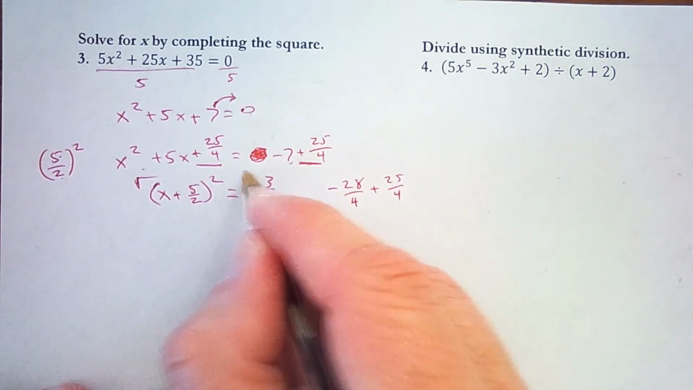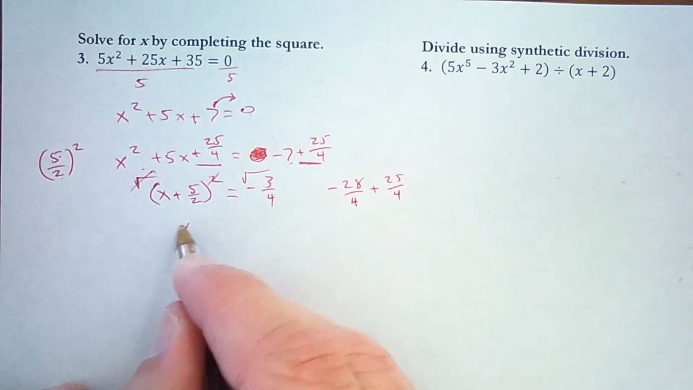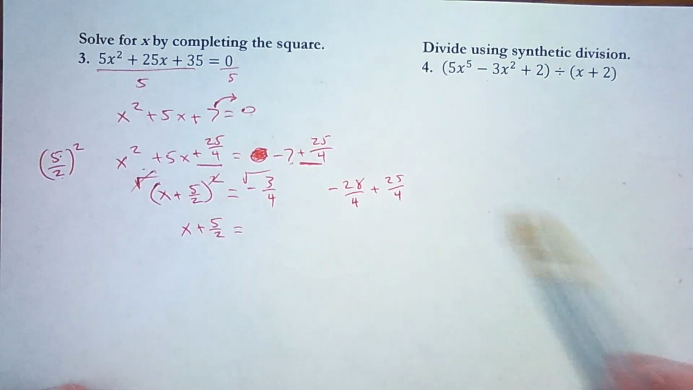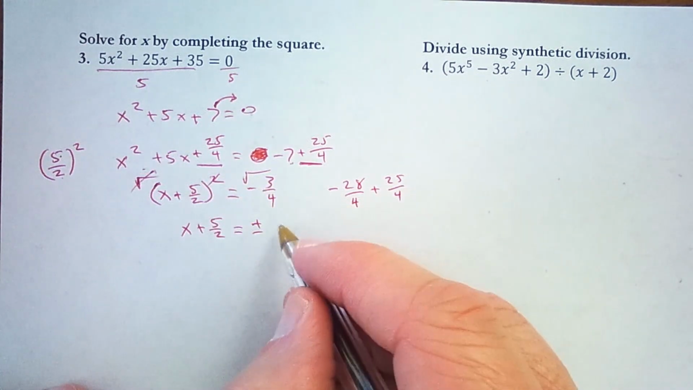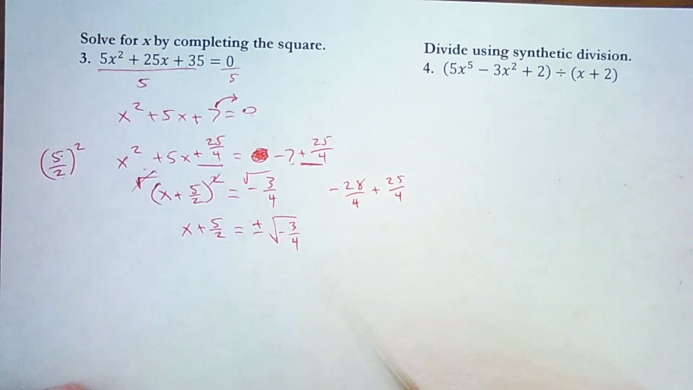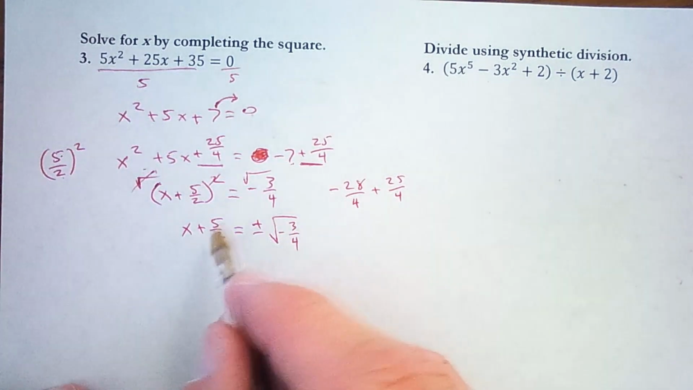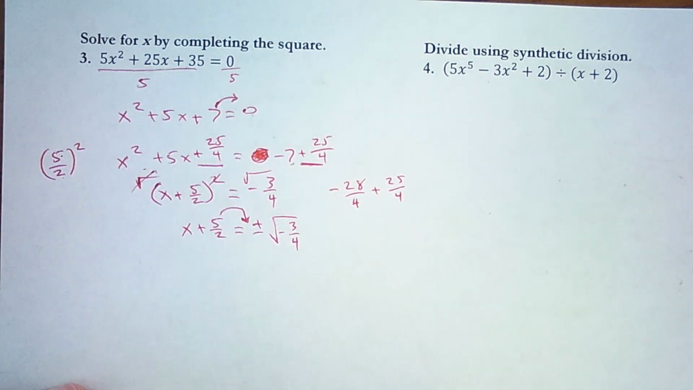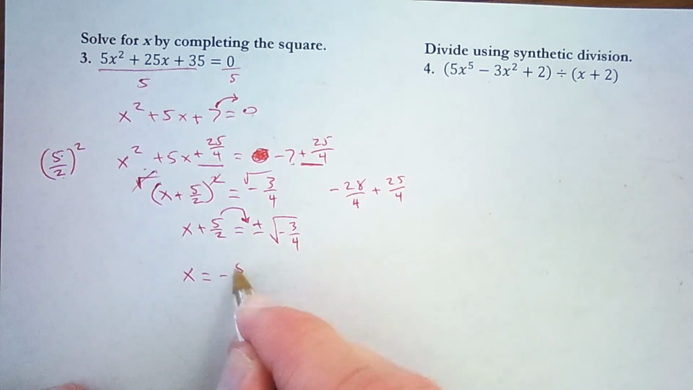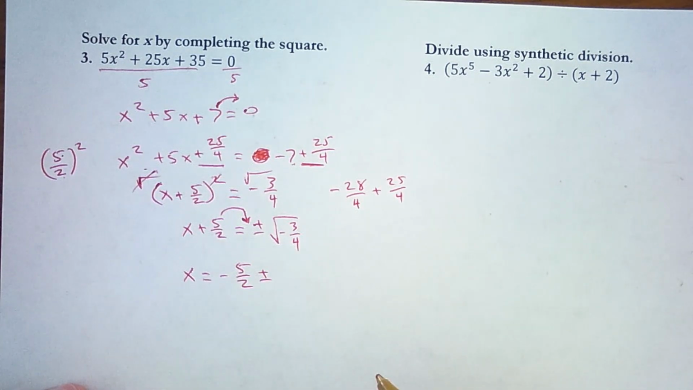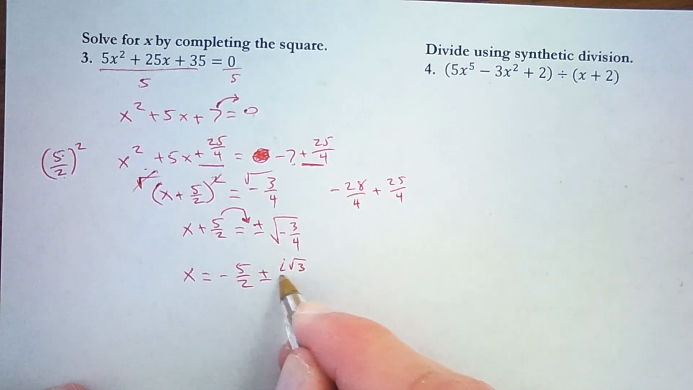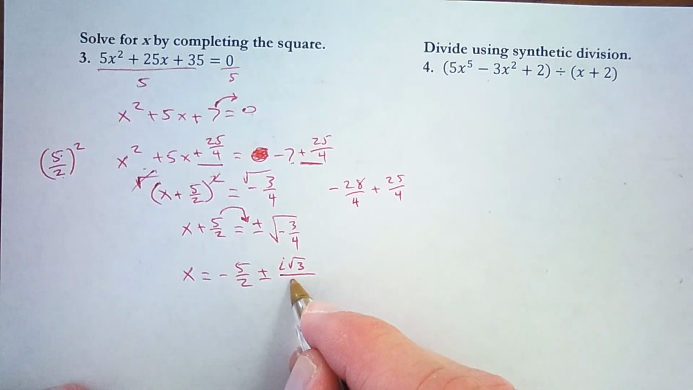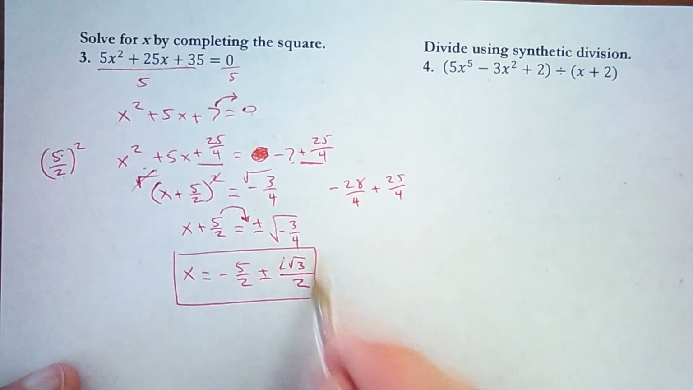Next, I need to get rid of this squared, so I'm going to take a square root to cancel that out, and I get x plus 5 halves equals, and this is where my two solutions will come in. When I take the square root, I get plus or minus the square root of -3/4. Okay, so we're going to move this over here, and we're going to simplify the radical. So I get x equals -5 halves plus or minus. The numerator, we'll put that negative in the numerator, -3, so square root of -3 is i times the square root of 3. And in the denominator, the square root of 4 is 2. And that is my solution set.